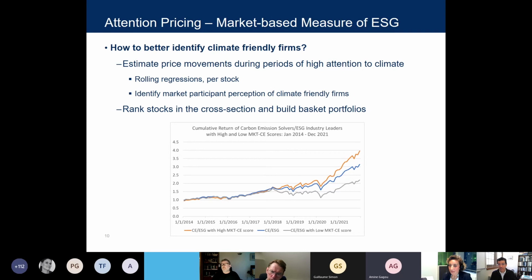They have ESG leaders and laggards, and they look particularly at carbon emission solvers. When you look at that universe and further sort stocks according to their climate beta, this market-based measure I'm mentioning here, you find that those we identify as solvers outperform those that the market perceives to be worse off if climate change worsens. You can see that spread. So this is an alternative way of understanding which stocks are more or less climate friendly, just by looking at what the market is telling us: when they think about climate, they think these stocks are going to be the winners and these stocks are going to be the losers.